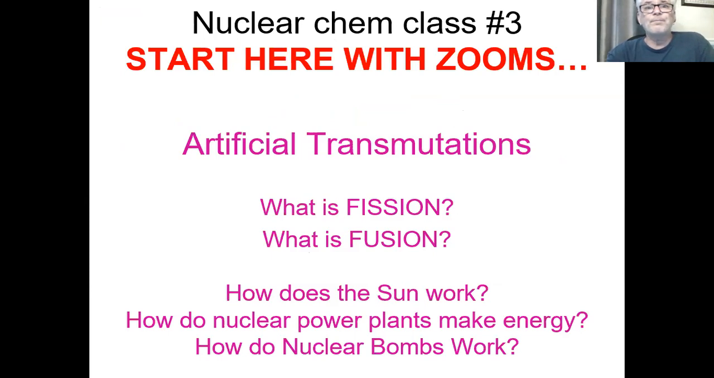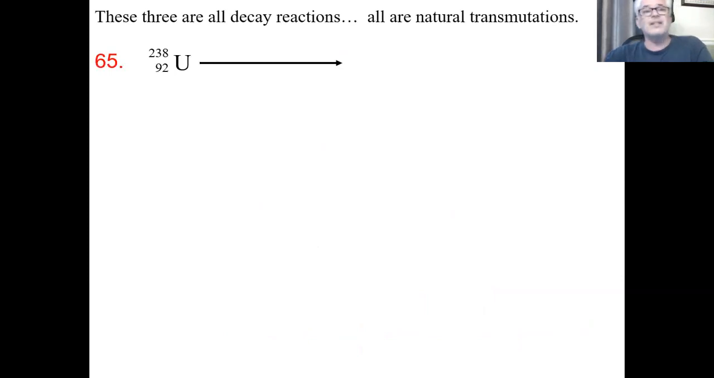Okay, new zooms. We're going to do a little bit more, and then we're going to stop. Artificial transmutation. We're going to look at what's artificial. What we've seen before is called natural transmutation. It just happens. And then we're going to get into fission and fusion. How does the sun work? How does a nuclear power plant work? How do nuclear bombs work? And also, what is radioactive carbon dating? And finally, the uses of nuclear elements in medicine. So we're only going to do up to 67.